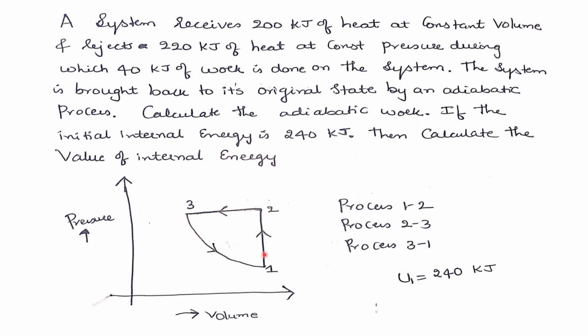So process 1 to 2 is a constant volume process during which 200 kilojoules of heat is received here. And process 2 to 3 is a heat rejection at constant pressure, and then the system is brought back to its original state. Here this process is an adiabatic process. The initial internal energy U1 is 240 kilojoules, as given. Now let us solve the problem.